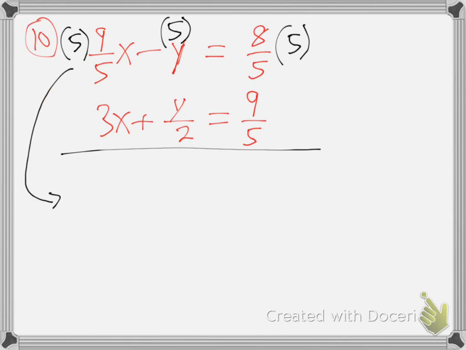Bring it down. 5 times 9, 45. Minus 5y. 5 times 8. Over there, 5 times 8. 40. Wrong again. What did I just do? You didn't cancel everything. I just ruined everything.